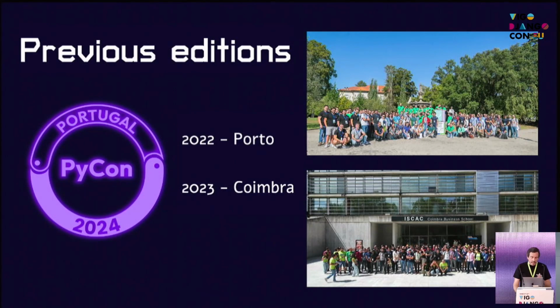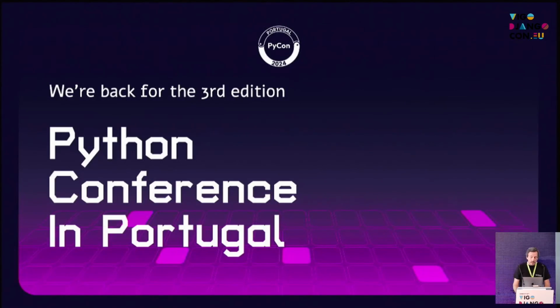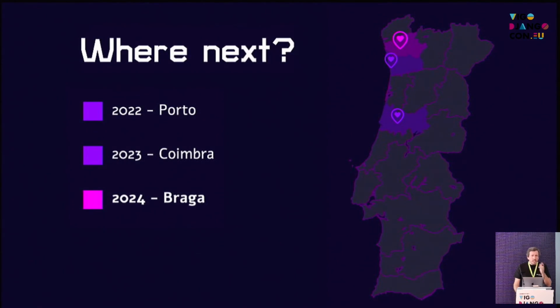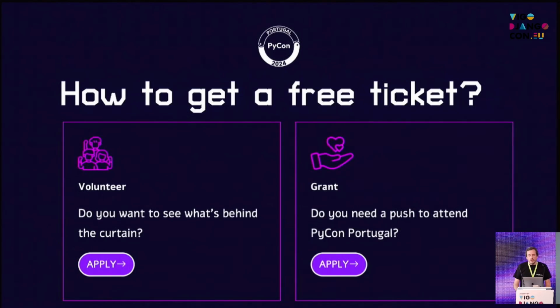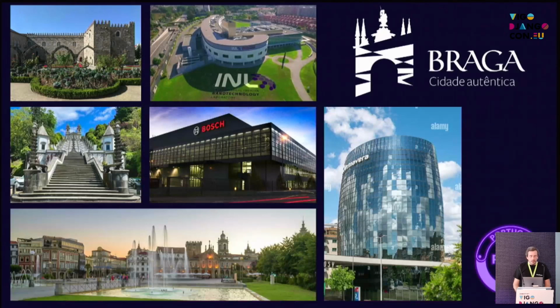Now we are organizing the 3rd edition in Braga, another Portuguese city, which is amazing because, well, it's up north. We are still in the north of Portugal, but eventually we'll get into the south, no problem. It will be on October 17 to 19. We'll have 3 days also of talks and workshops. And well, there's a way to get a free ticket. If you want to volunteer, we'll have the usual teams like comms, sponsors, content. So engage, please help us. Or you can apply for a grant and come to visit us.